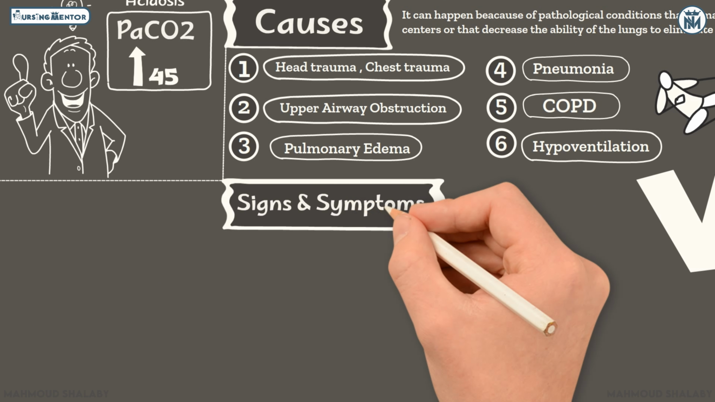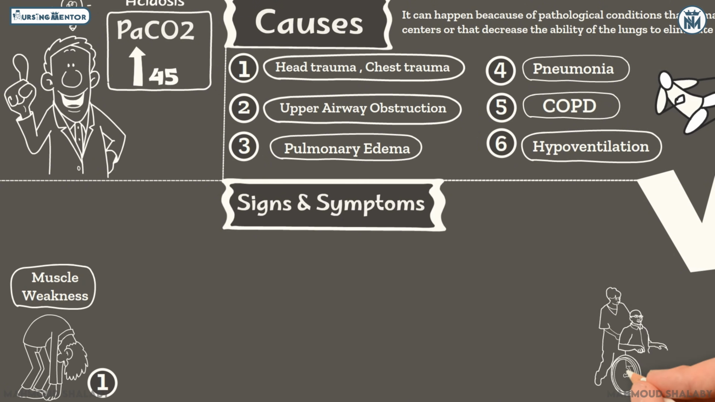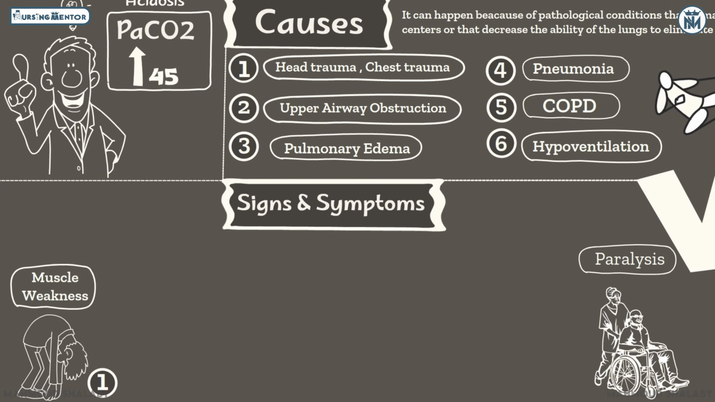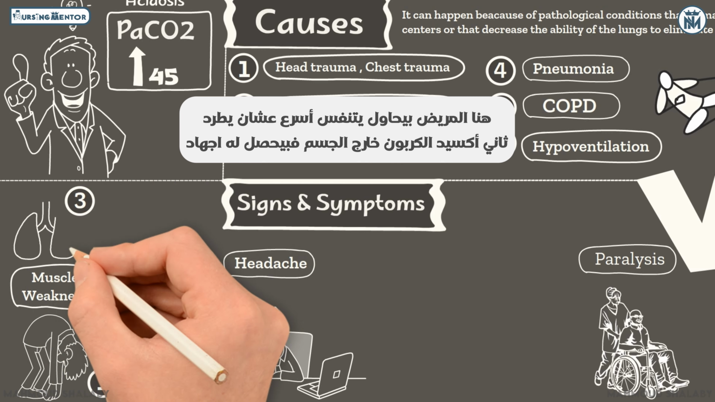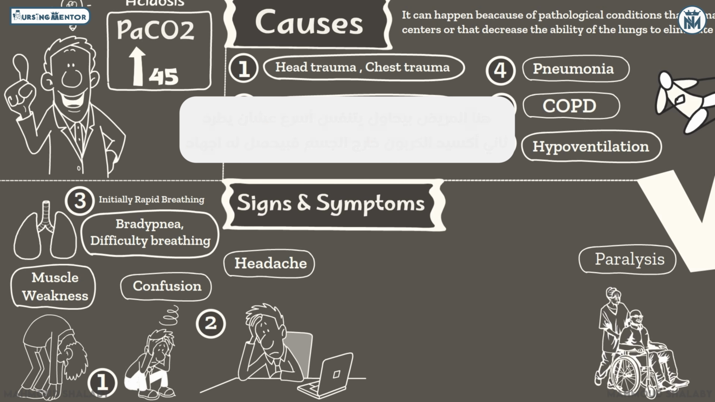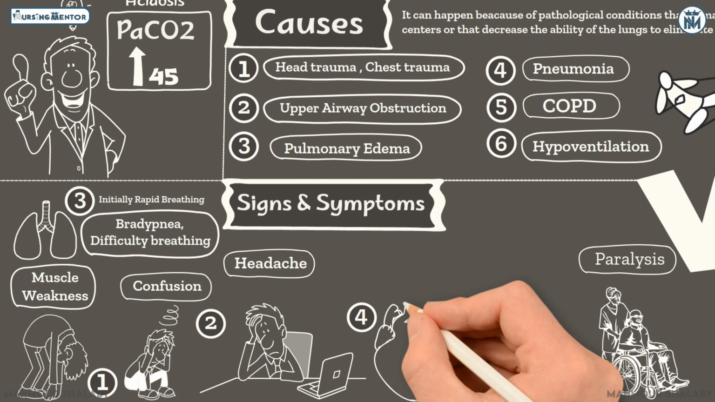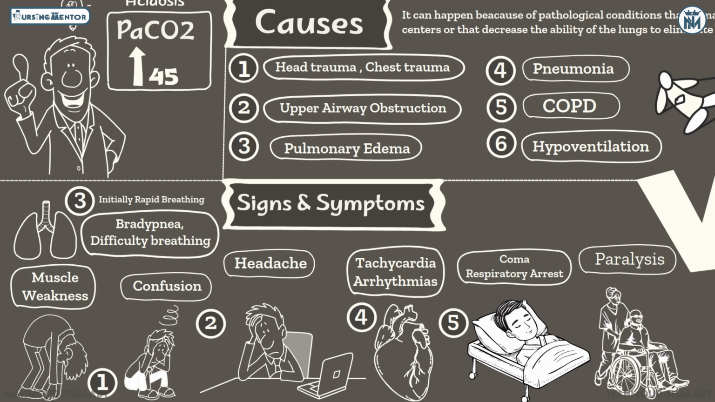Signs and symptoms of respiratory acidosis. Number 1. Muscle weakness and paralysis due to decreased oxygenation affecting the muscles and nervous system. Number 2. Confusion, headache. Number 3. Rapid breathing initially as a trial to eliminate carbon dioxide, but if acidosis becomes more severe, breathing may become bradypnea. Number 4. Tachycardia, arrhythmias. Number 5. In severe cases, coma and respiratory arrest are expected.